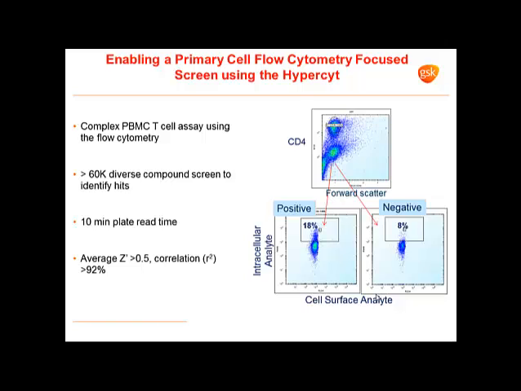Now, there are several signaling pathways leading to the endpoint we're looking at. We didn't have any prior knowledge of which pathways were involved at any one time. So there wasn't any other technique available to us to look at these pathways or any of the targets involved. Flow cytometry was really the only option we could use. And we managed to run a 60-compound diverse compound screen. This is a well annotated compound set, so we already knew a lot about it. We could read plates in 10 minutes, and the QC around each plate was excellent.